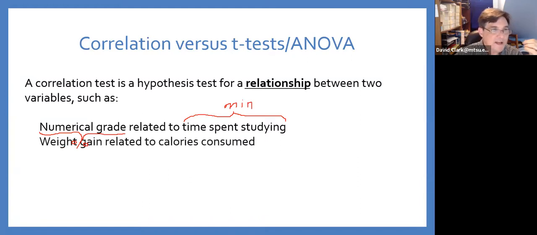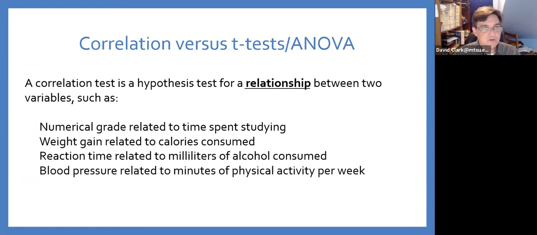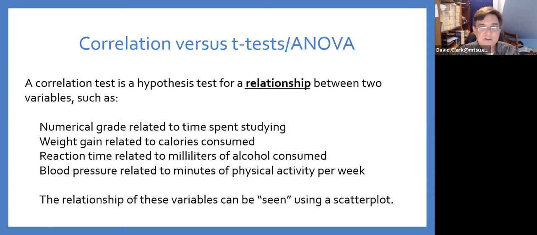Or weight gain related to how many calories are consumed. So obviously, we would think that the more calories you take in, the more weight you're going to gain. Or reaction time related to how much alcohol you've taken in, or blood pressure related to how many minutes of physical activity someone gets in a week. These are just examples. And all of these can be seen using a scatter plot.